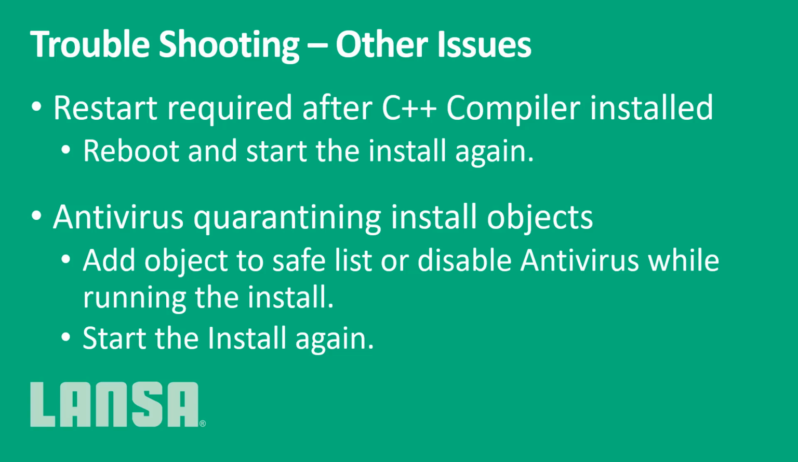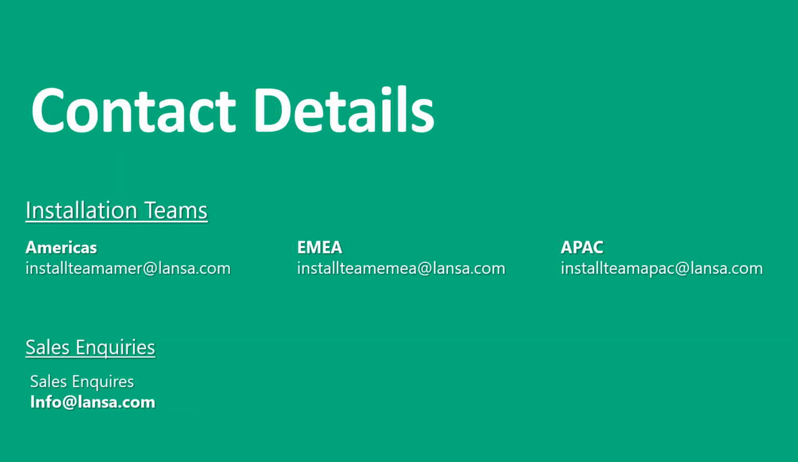Another problem which may occur is that your antivirus software may decide to quarantine some of the required install objects, which will result in an installation error. If this happens, add the object to the safe list, start the install process again. If this fails, you may need to temporarily disable your antivirus software while you run the install. And again, if you're still having problems, please don't hesitate to contact one of our installation teams.